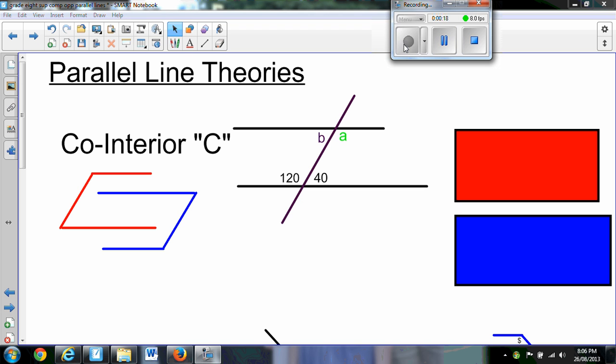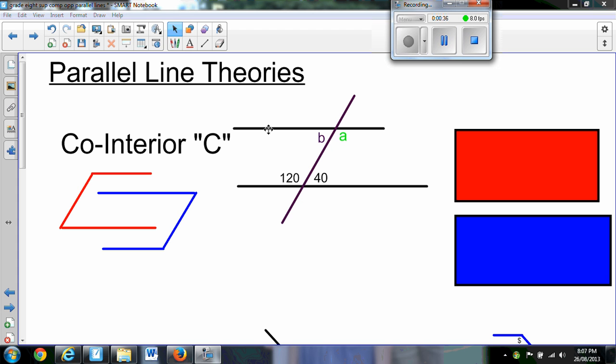Now we have to make a really good note when we do this. They have to be straight lines using a ruler, and we have to use colors to show all the different angles and different possible patterns. It's very important that everything is color coded. So our first parallel line theory is co-interior.